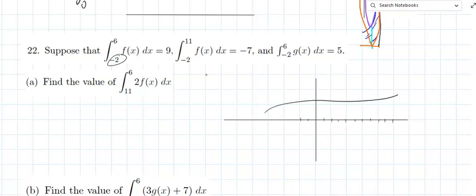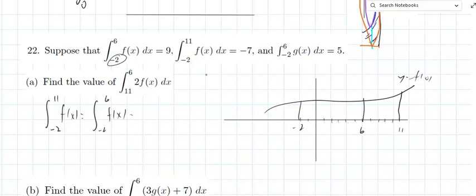So suppose you have the following, y equal f of x. From -2 to 6, yeah, to 11. So here's the deal. If I integrate from -2 to 11 of f of x, can't I say that's the integral from -2 to 6 plus the integral from 6 to 11?